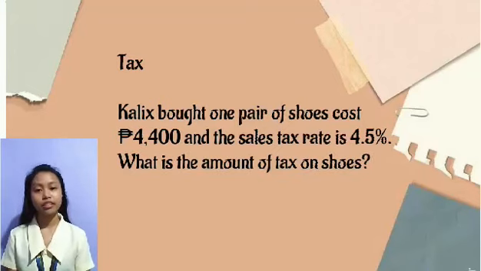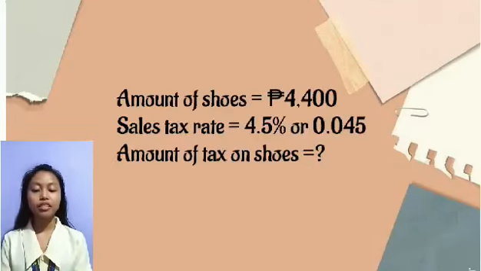Let's move on to sales tax. The second problem is Calix bought one pair of shoes costing 4,400 pesos and the sales tax rate is 4.5%. What is the amount of tax on shoes? To find the sales tax, we will multiply the purchase price by the sales tax rate. Remember to convert the sales tax rate from a percent to a decimal number. So 4.5% will become 0.045.